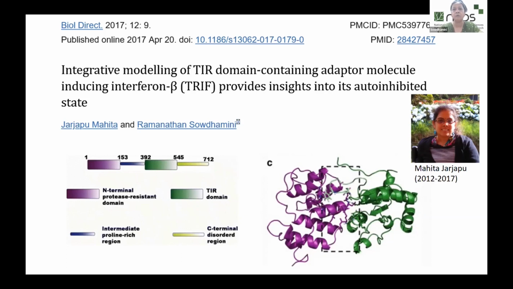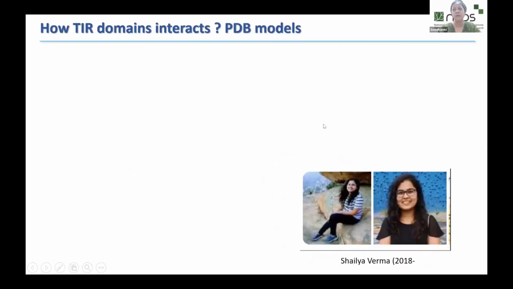What Mahita has done is to model the individual domains and also try to model how these 2 domains will be stably talking to each other. Not only are there hydrophobic interactions, there are electrostatic interactions, and they remain as witnessed through molecular dynamics.